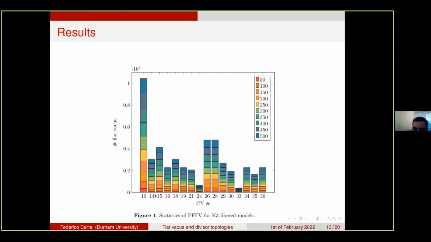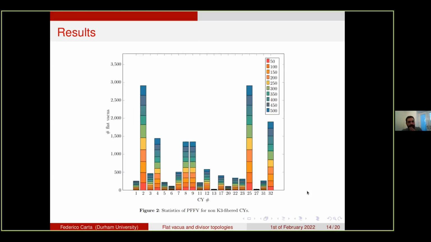Not all the Calabi-Yaus will give small W naught, but it's also not that just one or two will make it work. So I'm showing here the case for CYs that are K3 fibered, and this is the case for non-K3 fibered. We do find that when we work with the K3 fibered case, it's actually a bit easier to find small W naught. I don't understand well if there is a deep physical reason for this or not.